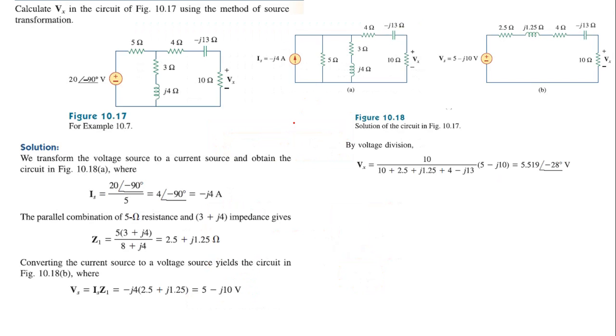So let us discuss a problem. Calculate Vx in the circuit using the method of source transformation. They have specifically mentioned that we have to use the source transformation technique to find the value of Vx. Vx is the voltage across this 10 ohm resistance. Here we can see that there is a voltage source which has a resistance in series. Now this can be converted into a current source with this resistance in parallel.